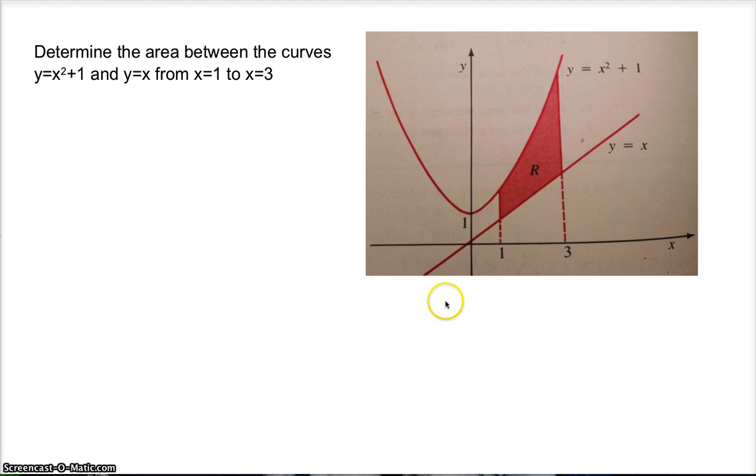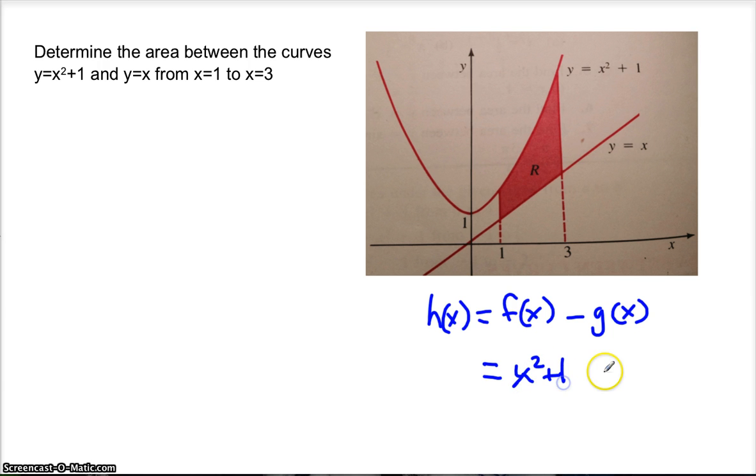So we are going to define h of x as the difference f of x minus g of x, and f of x comes first because it is above g of x. So we have x squared plus 1, and we're going to subtract x. So there is your h of x. Sorry about that, it was pretty messy here. Let me just fix that.